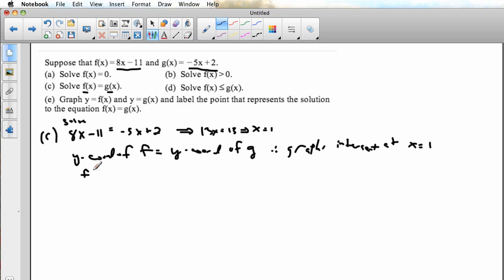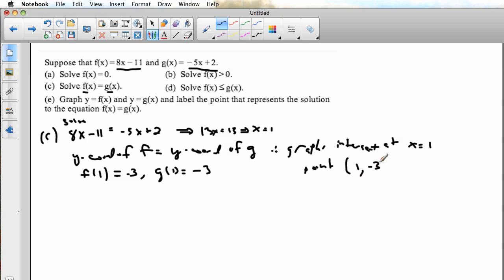F of 1 will tell us the y-coordinate of f when x equals 1. And if you put 1 in for f, you'll get 8 minus 11, which is negative 3. And if you plug 1 in for x in the g formula, you're going to get the y-coordinate of the g graph. Putting 1 in for x here gives us negative 5 plus 2, which is also negative 3. So the intersection point of the graph is actually x-coordinate 1, y-coordinate negative 3.